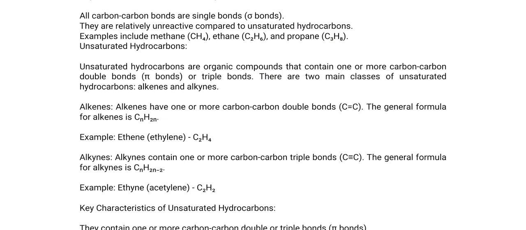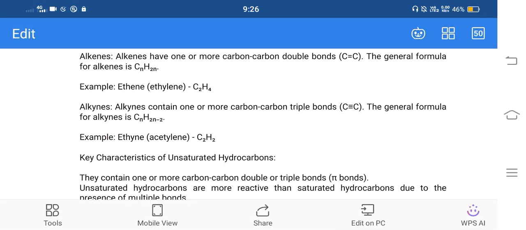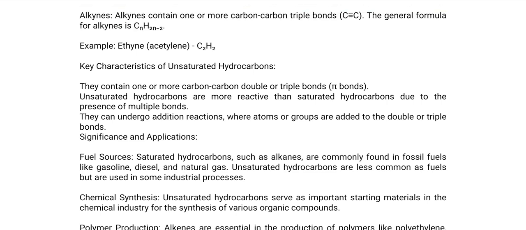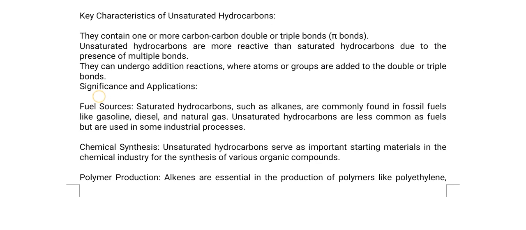Alkynes contain one or more carbon-carbon triple bonds. Example, ethyne, acetylene. Key characteristics of unsaturated hydrocarbons. They contain one or more carbon-carbon double or triple bonds, pi bonds actually. So unsaturated hydrocarbons are more reactive than saturated hydrocarbons due to the presence of multiple bonds. They can undergo addition reactions, whereby atoms or groups are added to the double or triple bonds.